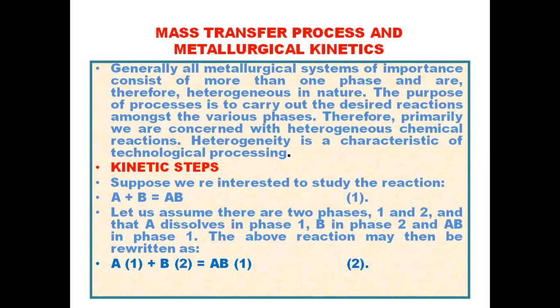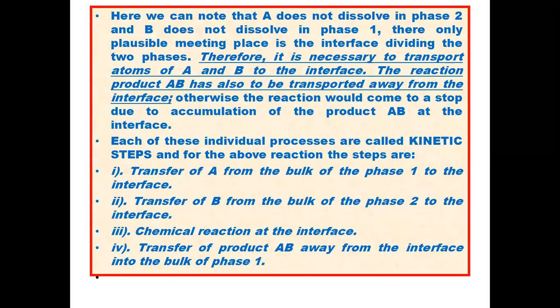Kinetic stage. Let us, for the time being, consider 2 components A and B combining together to give product AB. They are in two phases, phase 1 and phase 2. Component A belongs to phase 1, B belongs to phase 2. After combination, product AB also belongs to phase 1. So the reaction is A1 + B2 gives AB1. Here we can note that A doesn't dissolve in phase 2 because it belongs to phase 1. Similarly, B doesn't dissolve in phase 1 because it belongs to phase 2. Their only possible meeting place is the interface dividing the two phases.